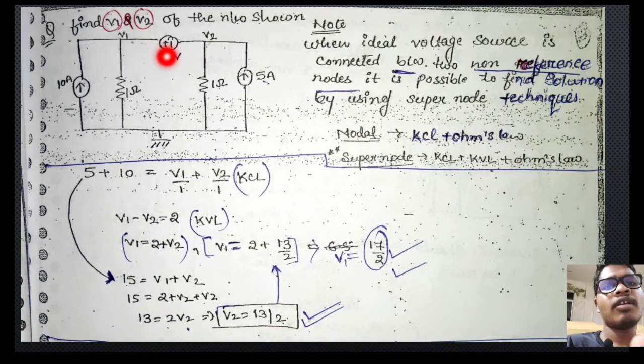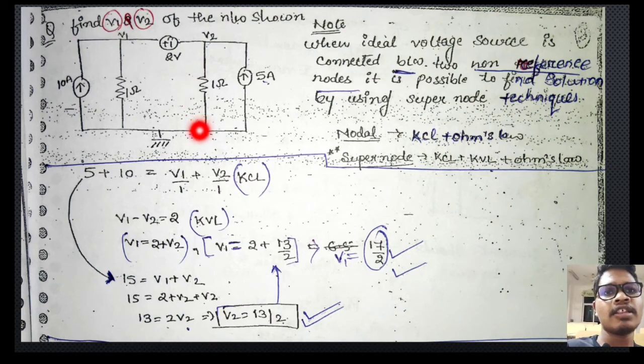If an ideal voltage source is connected between two non-reference nodes, it is possible to find the solution by using the supernode technique. In mesh analysis also we have already discussed the supernode concept. So here also we need to apply the supernode concept. In the supernode concept we apply KCL and KVL with the help of Ohm's law, but in nodal analysis only KCL plus Ohm's law will be used.